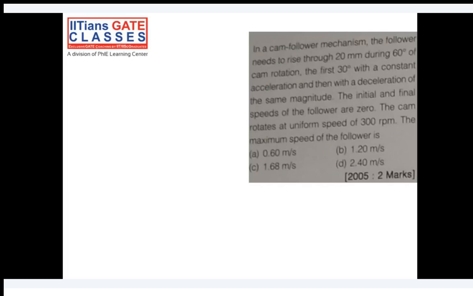Try to understand here. As they have mentioned rise, you can expect it as a linear motion. The follower is doing a linear or reciprocating motion, whereas we have a rotary cam, because they have mentioned the cam is rotating with some degree. Try to imagine the cam follower mechanism here. It looks like a rotating cam and sliding, or you can say translatory, motion of a follower.